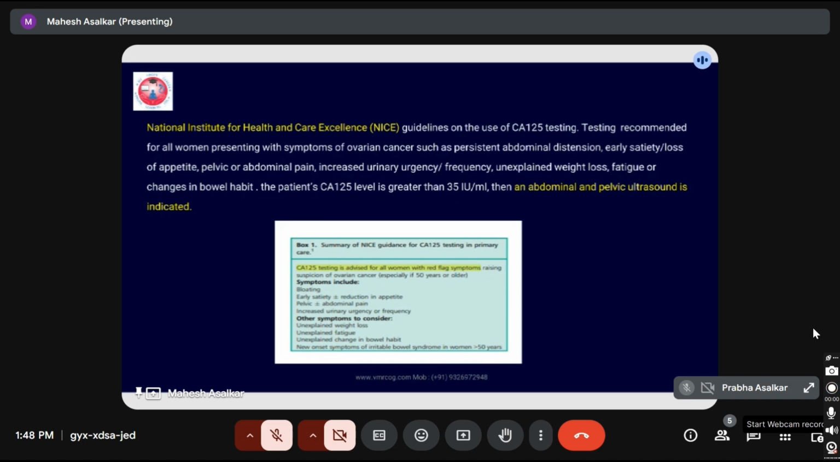So the NICE guidelines recommend, so just concentrate on the table. CA125 testing is advised for all women with red flag symptoms which raise a suspicion of ovarian cancer, especially if the age is 50 years or older. So symptoms will include bloating, early satiety, reduction in appetite, pelvic pain, abdominal pain, increased urinary urgency or frequency. So if these symptoms are present, then we will suggest abdominal or pelvic ultrasound. Okay.